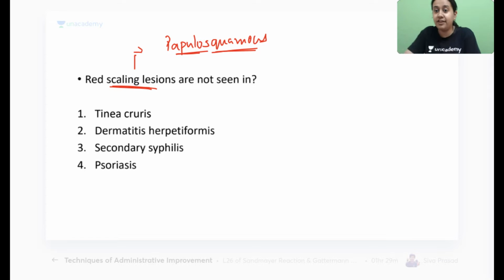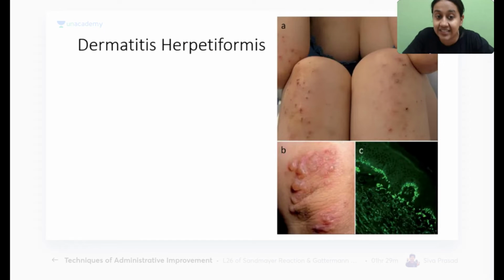Anyone can tell me which among the following is not an example of papulosquamous disorder? Amazing, very nice. It is dermatitis herpetiformis, which is actually a gluten-sensitive enteropathy's cutaneous manifestation, which presents with erosions and crusting over the extensors. I hope you remember the image, the clinical appearance.